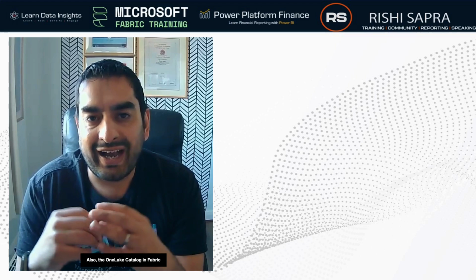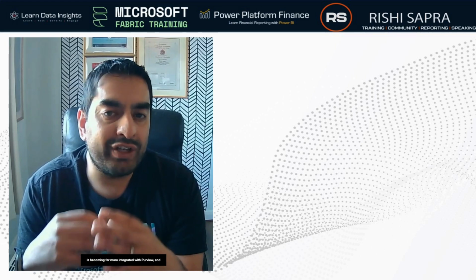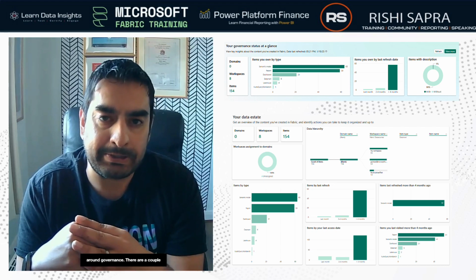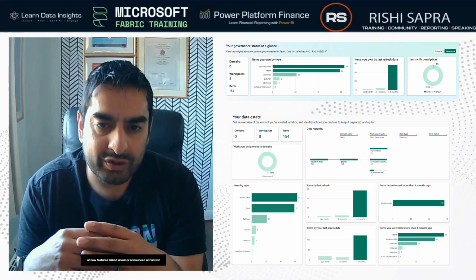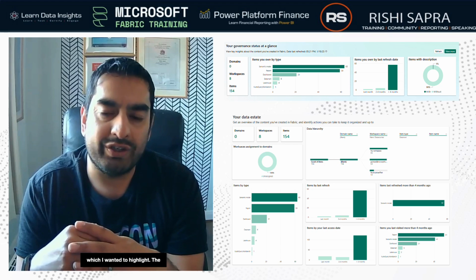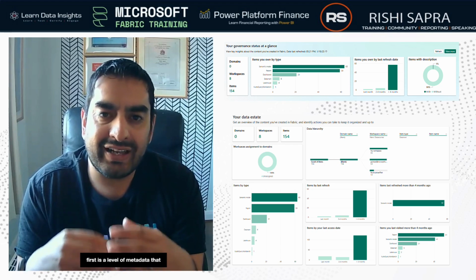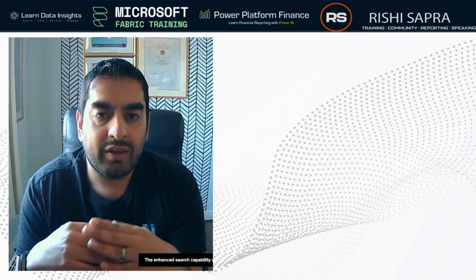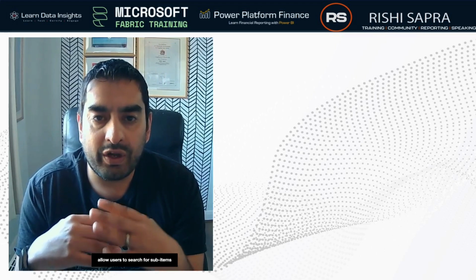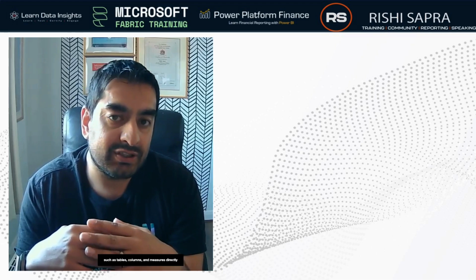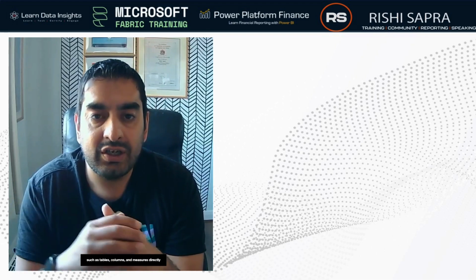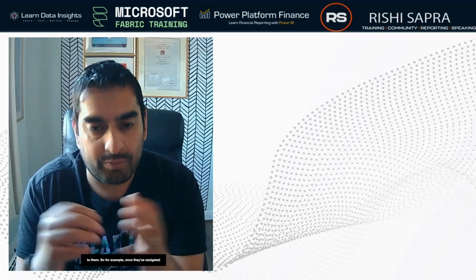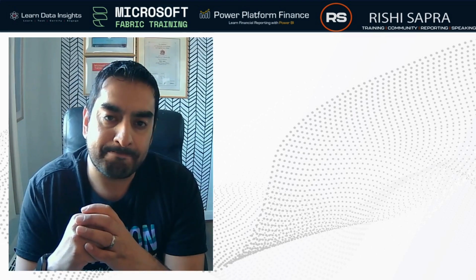Also, the OneLake Catalog in Fabric is becoming far more integrated with Purview, and becoming far richer in the capabilities around governance. There are a couple of new features talked about or announced at FabCon which I wanted to highlight. The first is a level of metadata that is available within the catalog. The enhanced search capability will allow users to search for sub-items such as tables, columns and measures directly within the data items once they've navigated to them. So, for example, once they've navigated into a lakehouse.